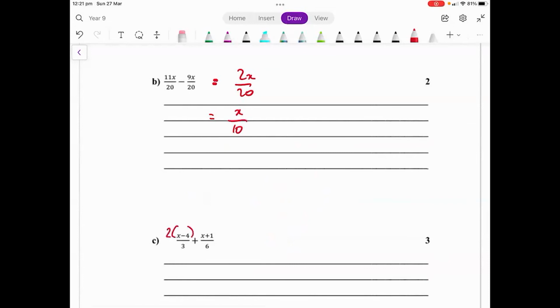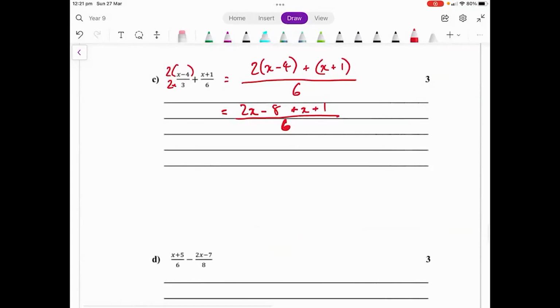Question C, we need a common denominator. That's going to be 6. So I put my invisible sets of brackets around the numerator, and I multiply the first term by 2 over 2. That gets me a common denominator of 6, and 2 bracket x minus 4, close bracket, plus x plus 1 on the numerator. I expand those brackets. That becomes 2x minus 8 plus x plus 1. I leave the denominator the same. Collect my like terms. That gets me 3x minus 7 on the numerator, all over 6.